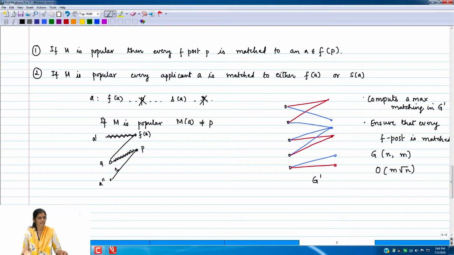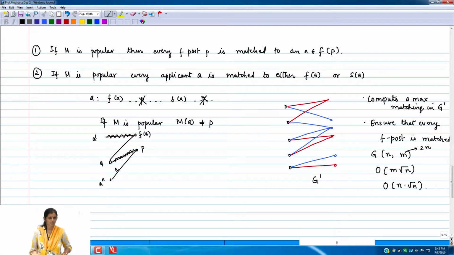We have only 2n edges. We don't have a very dense graph. So this n is actually 2n. In fact, it can be even refined because it's 2n1, where n1 is the number of applicants. N is the total number of vertices, but we'll live with this. And therefore, our algorithm runs in time which is order n square root n. Right? This is the running time of our algorithm.